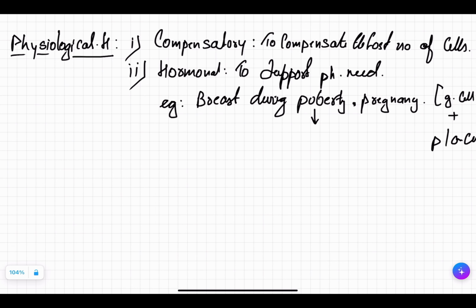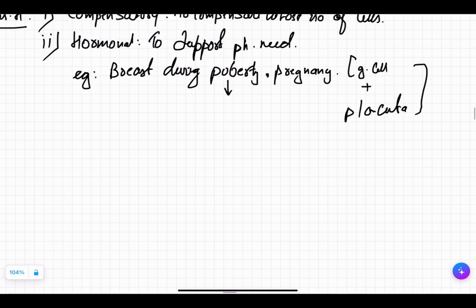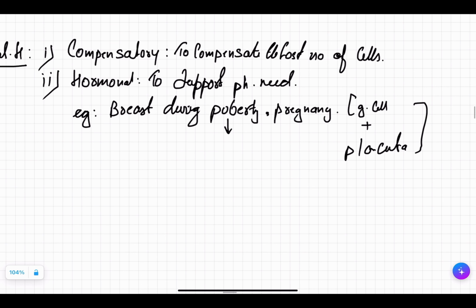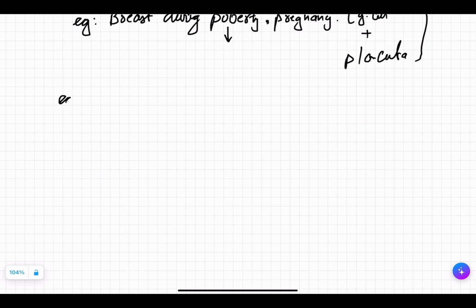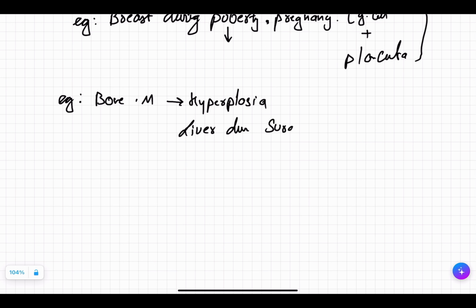Now this was your physiological hyperplasia, and we saw compensatory and we saw hormonal. Let's see compensatory in more detail. We saw compensatory was to compensate for the lost number of cells. What can be an example? Let's say there was someone who underwent an accident. It means he lost a large volume of blood, and blood is made up of cells. So there is also a loss of blood cells. So here also the bone marrow will undergo hyperplasia. Got it? The liver during surgical resection will also undergo hyperplasia.